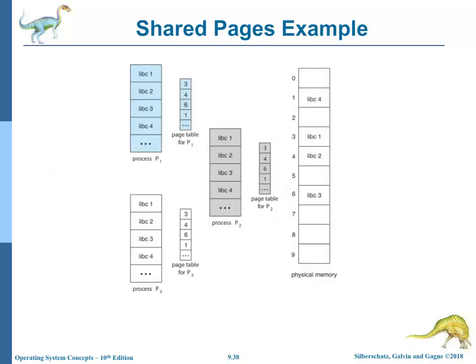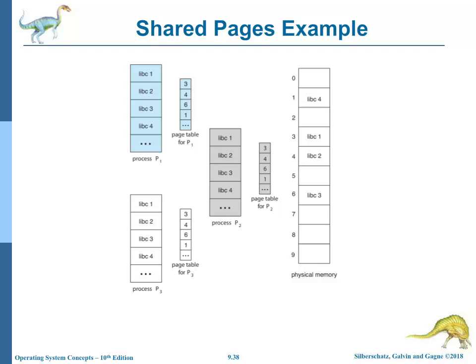In this example, we see 3 processes sharing the page for the standard C library, libc. Reentrant code is non-self-modifying code. It never changes during execution. Thus, two or more processes can execute the code at the same time. Each process has its own copy of registers and the data to hold the data for process execution. The data for two different processes will, of course, be different.